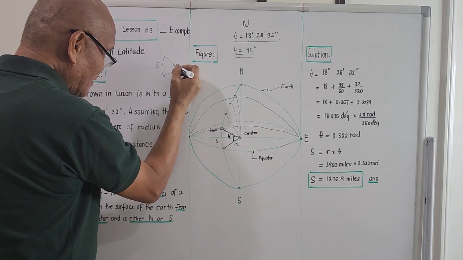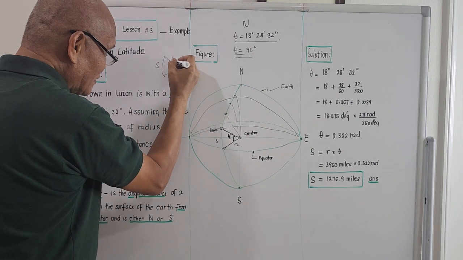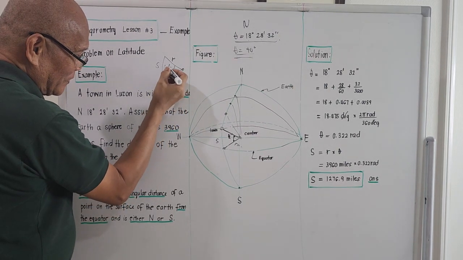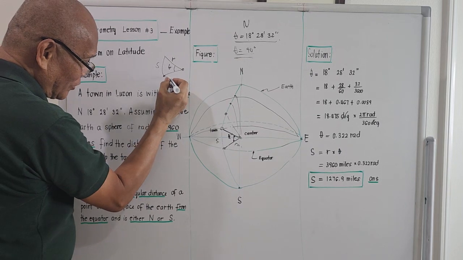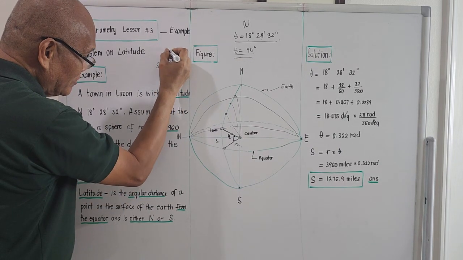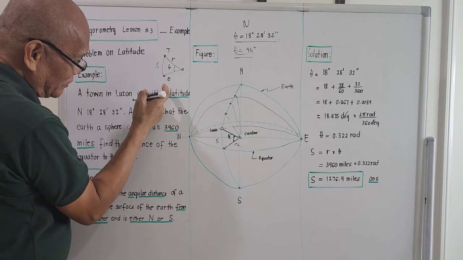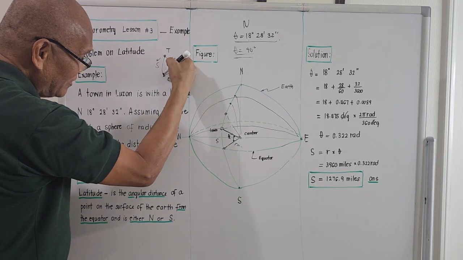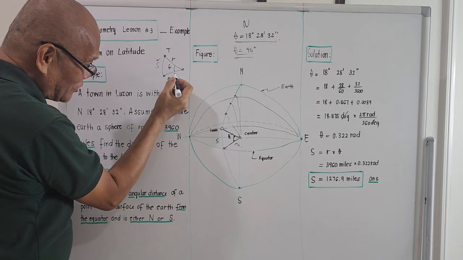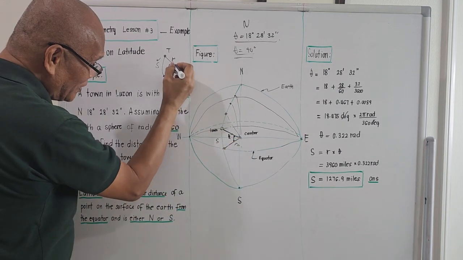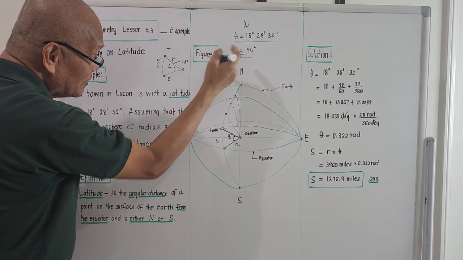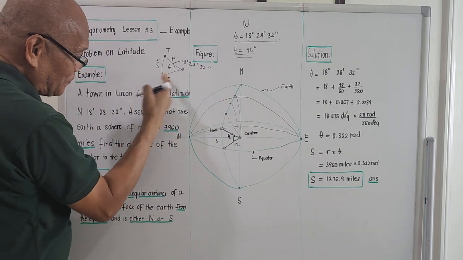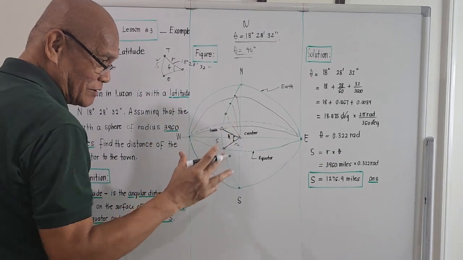This is S, and this will be theta, and this is R. This is the center of the earth. This is the equator, and this is the town. So the distance of the equator from the town is actually S. It is this arc here. And we are given the latitude of the town with respect to the equator. It is only around 18 degrees, 28 minutes, 32 seconds. So this is a simple problem, but the problem is how to visualize it.